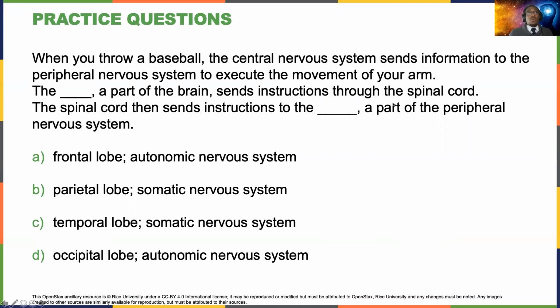Second question: when you throw a baseball, the central nervous system sends information to the peripheral nervous system to execute the movement of your arm. The blank, a part of the brain, sends instructions through the spinal cord. The spinal cord then sends instructions to the blank, a part of your peripheral nervous system. Fill in the blanks.